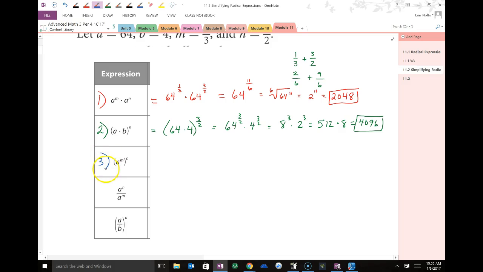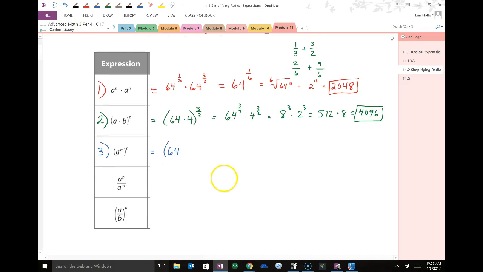Okay. So number 3, we have a to the m to the n. A to the m to the n to the n. Sorry. So we got 64 to the, what was m again? 1/3. To the 3 halves.